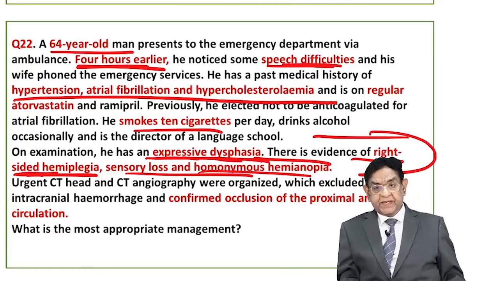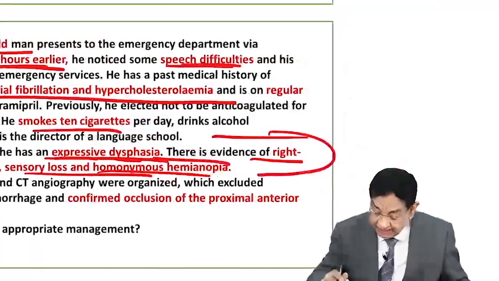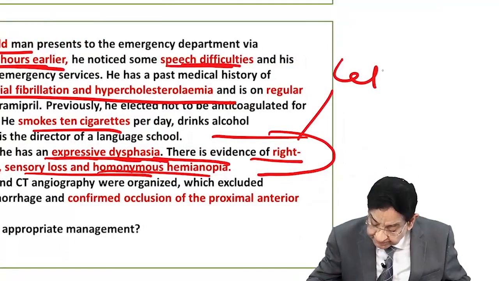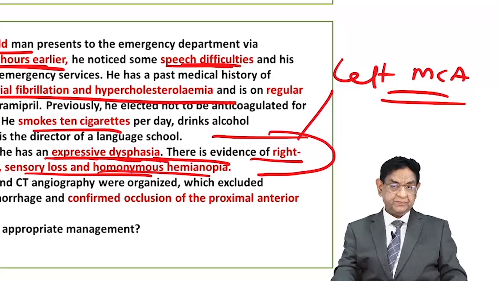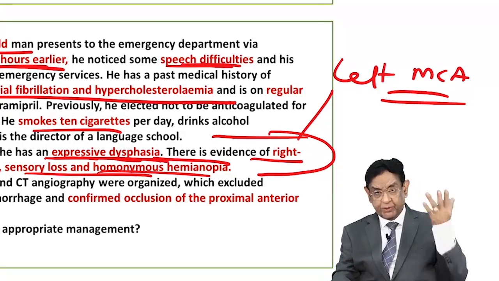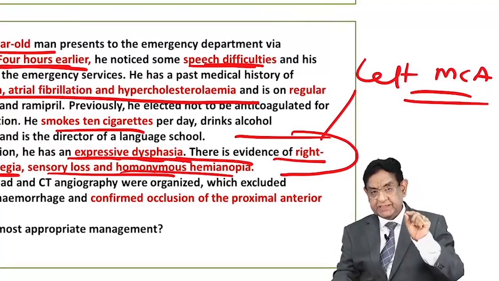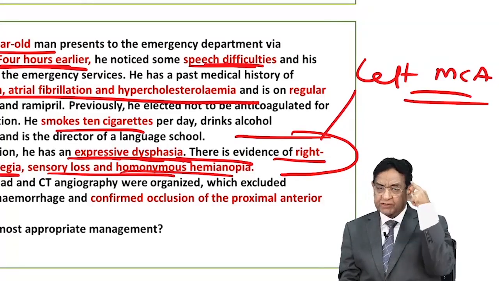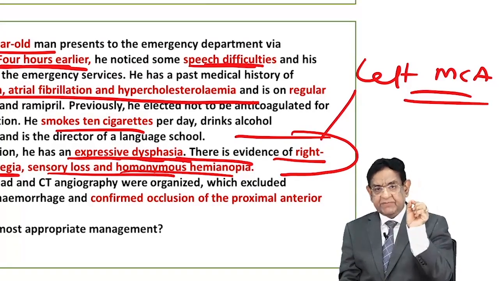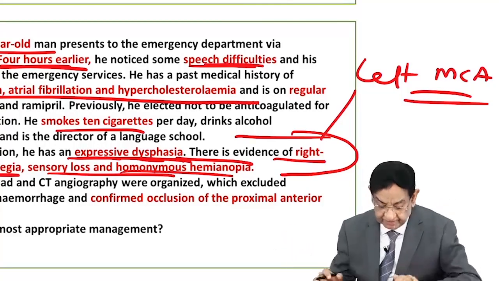Right-sided hemiplegia with aphasia. He's talking about a left-sided middle cerebral artery lesion. I hope you remember, in MCA there is contralateral hemiplegia. The speech center is on the left side, so a left-sided lesion leads to speech disturbance and right-sided weakness.